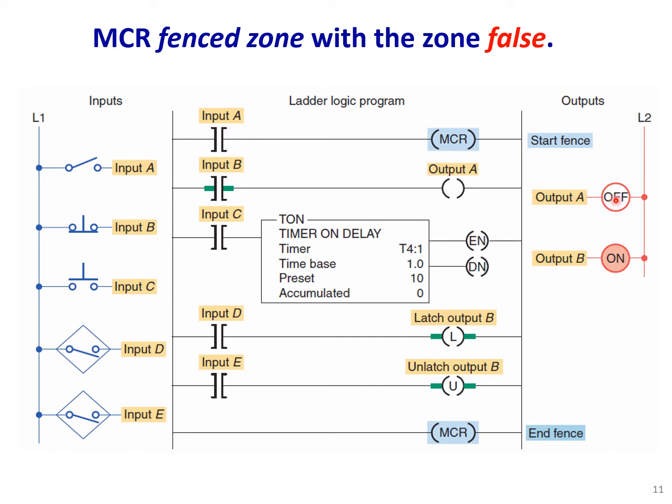You see what is happening when the MCR is energized in this case. The output A is off, and the output B, because it is retentive, will stay in the last position. The last position is on, and it will stay on.